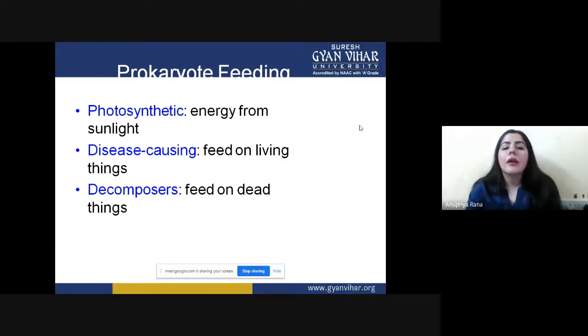The third thing here is decomposers. Decomposers basically feed on dead things. Like if something died inside the soil, there are several bacteria present. When we compost a body, or some tiny insect dies, or any food we leave out to decompose, all of that can work as a food material for the small prokaryote cells.